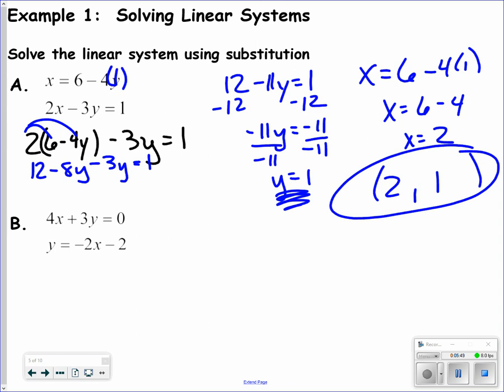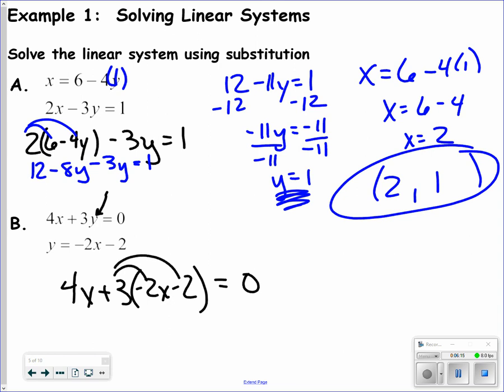Next one. Okay, we're going to start from the beginning again. One of the equations needs to be either x equals or y equals. In this case, we have a y equals in the bottom. So now take the top equation, and instead of a y, replace it with a negative 2x minus 2. So notice this y is gone, and I replaced it with the other equation. Now, don't look at anything else, just solve the equation in front of you.